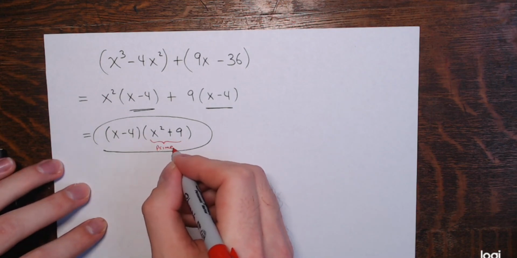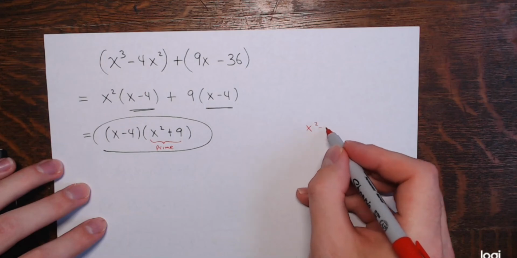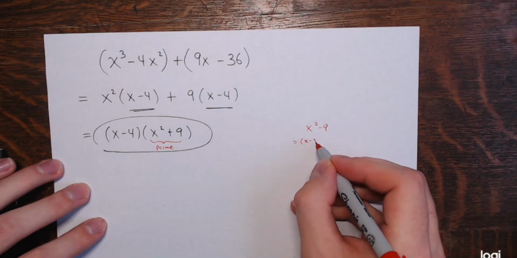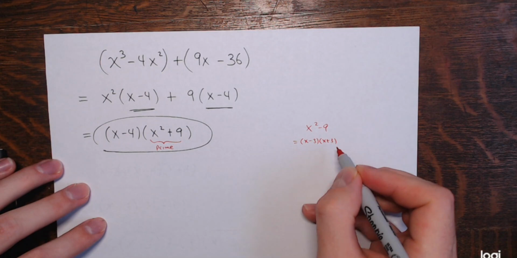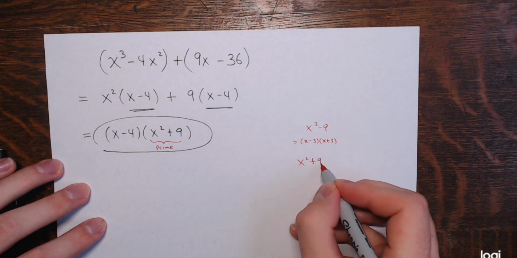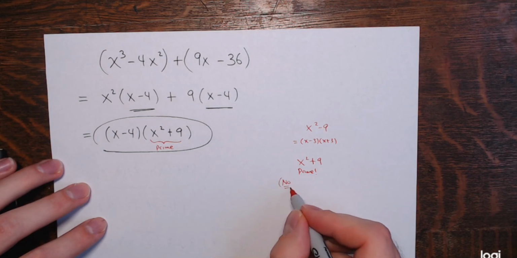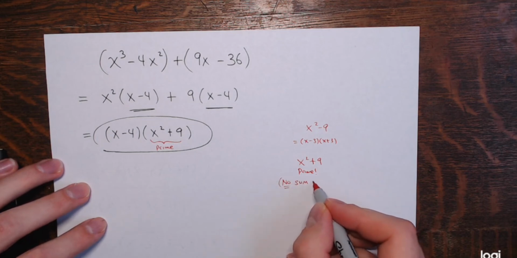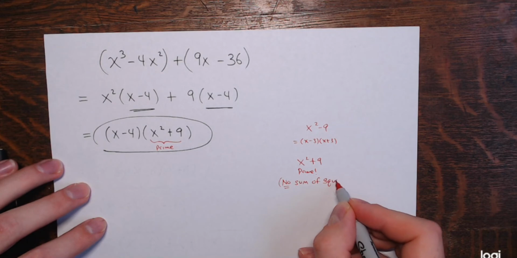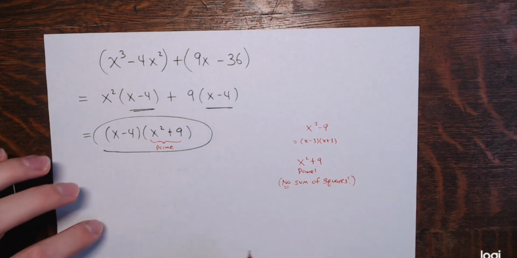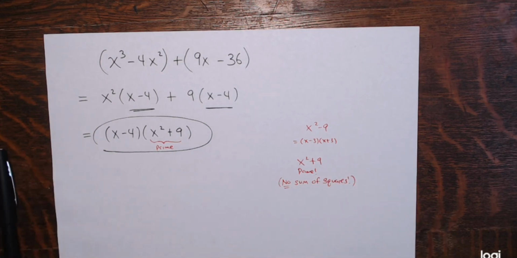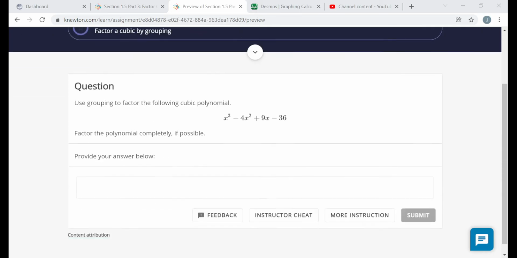I mean, x squared minus 9 factors. That would be x minus 3 times x plus 3. X squared plus 9 is prime. There's no sum of squares. You can only factor differences of squares. Right? Sums of squares, x squared plus 3 squared, you can't break that down anymore over the integers. So that's it, just those two factors there, x minus 4 times x squared plus 9.